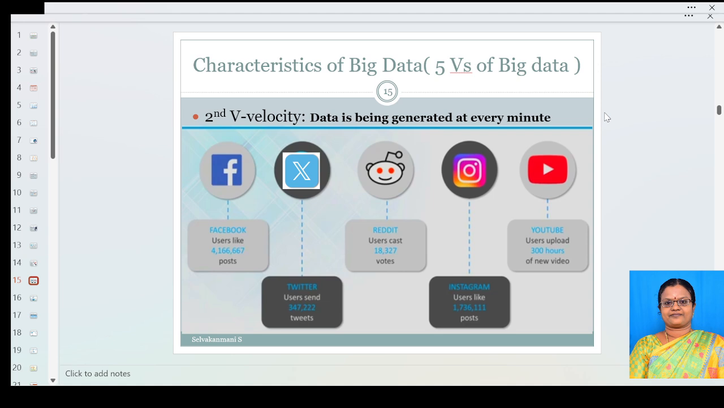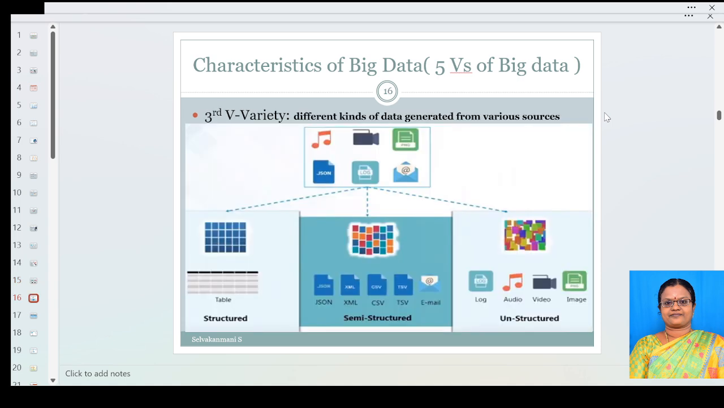The second one is velocity. Data is being generated every minute, at a faster rate. Here I have given a few applications which produce data at different times. YouTube users upload 300 hours of new video, and on Instagram some users produce a lot of information on a daily basis. On Reddit, users cast 18,327 votes every day, and on Facebook many people are liking and sharing the liked posts.